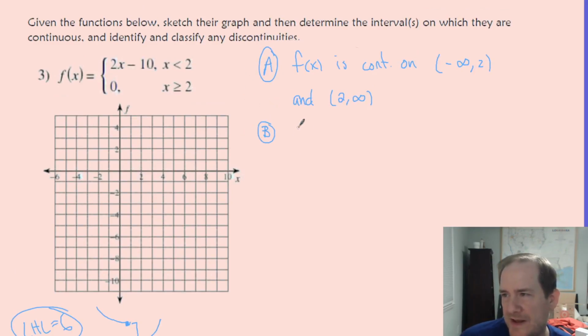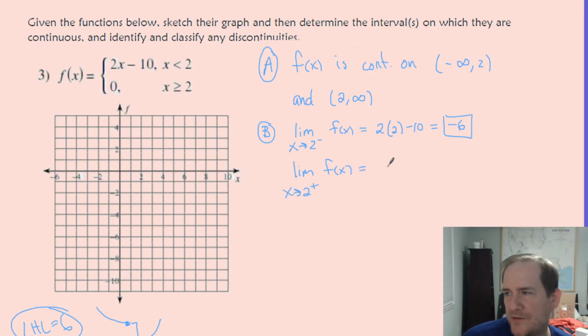So let's actually state the limits. I think I still need to say them using proper mathematical notation. So I'll say the limit as x approaches 2 from the left of our function f of x. Well, the left-hand side comes from here, so I'll show a little work and I'll say it's going to be 2 times 2, take away 10. That's 4 minus 10, that's negative 6. So there's that limit. Now I also know the limit as x approaches 2 from the right. Well, that's just given by the constant function, so that's 0.